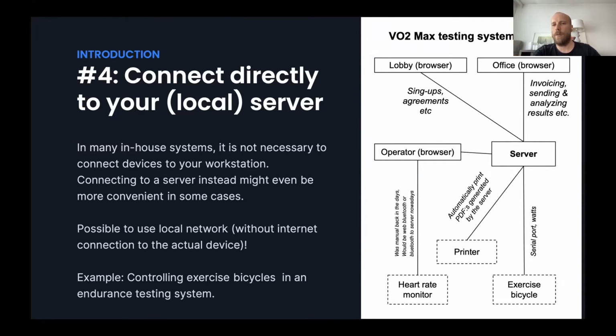This was actually the only computer that also had an internet connection. All the other computers only had a local area network connection. And then we had the server. And to the server, we actually hooked the exercise bicycles, and that was used to get the watt data through the serial connection to the server. And we also had a printer there because we wanted to print the results automatically.